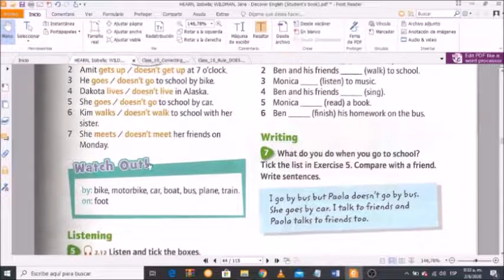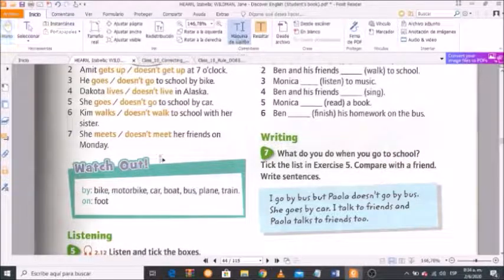¿Ok? Now, let's pay attention to this chart. It says, watch out. And it says, by bike, motorbike, car, boat, bus, plane, train, and on foot. Entonces, dijimos anteriormente que a la hora de expresar el medio de transporte que usamos para dirigirnos a ciertos lugares, íbamos a usar la palabra by. So, by bike, by motorbike, I go to school by car or by bus. But there is one exception. And that exception is with the word foot.